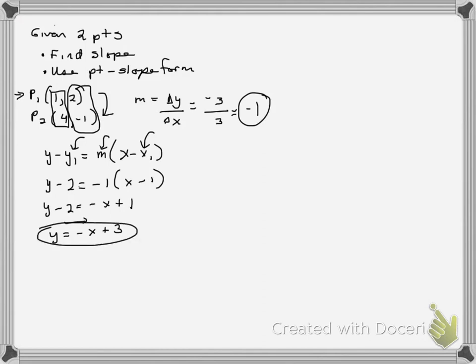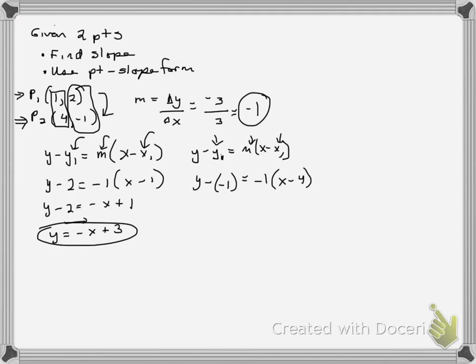What if I had decided to choose point 2 instead? I'd do the very same thing. I'd go y minus y1, writing the general form, equals m times x minus x1. I'd plug in for x1, m, and y1, and now I'm using point 2. Y minus, and the y value is a negative 1. My m value is negative 1. X minus my x value for point 2, which is 4.